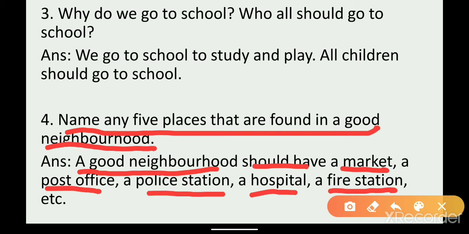Hospital, we go whenever we are sick. And fire station, whenever there is any fire, we call the fire station. They'll send firefighters and put out the fire. So all these things are necessary for us. All these things a good neighborhood should have.